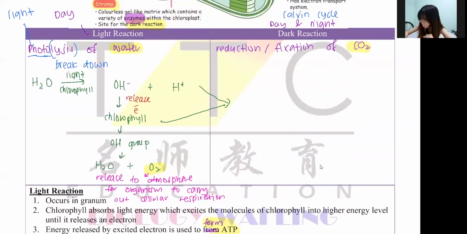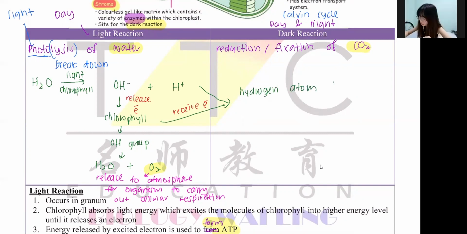Okay, so they will receive electrons from the chlorophyll. So H plus with electron, right? What do they form right now? They will form into hydrogen atom. This hydrogen atom will be brought to the dark reaction.